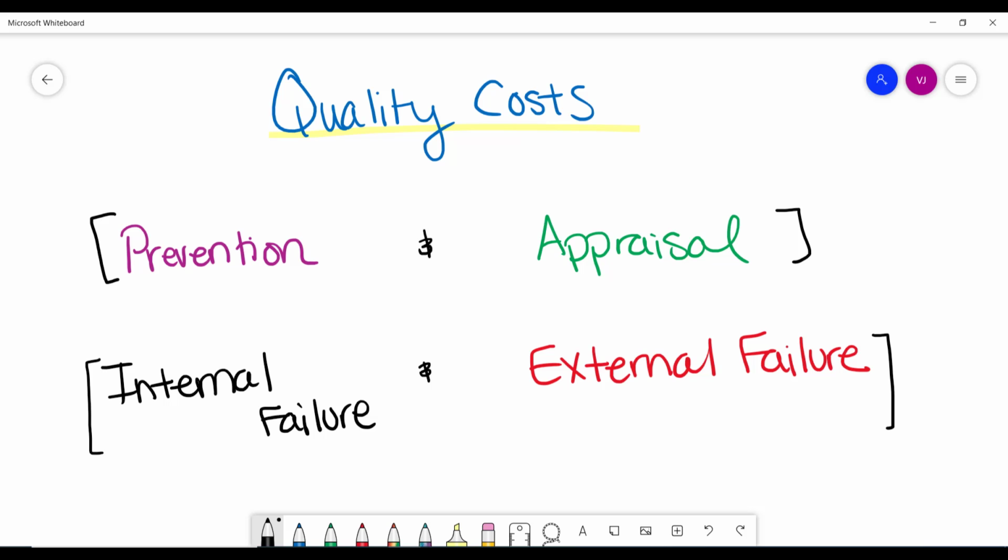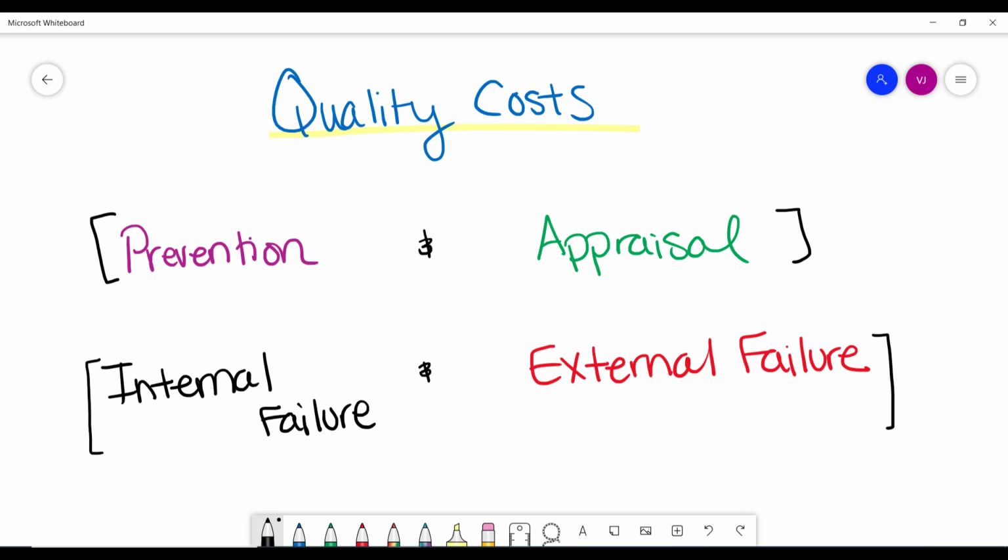Now, appraisal costs are the costs we incur to identify defective products before they're shipped out the door to our customers. So it's any cost we incur to check our products before they head out the door. Appraisal costs include things like testing and inspecting the product and any incoming materials, final product testing, and depreciation of the testing equipment. Both prevention and appraisal are costs that we incur before that product even gets out the door. So we want to prevent and then check our products: prevention and appraisal.